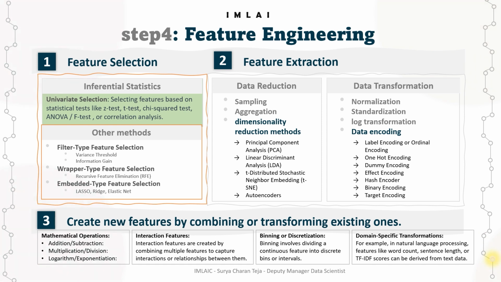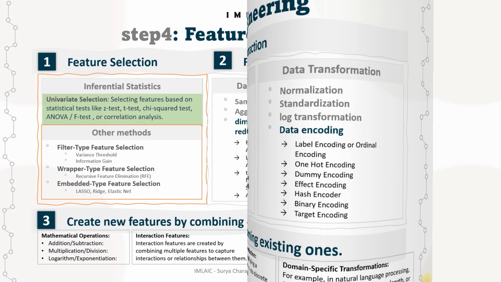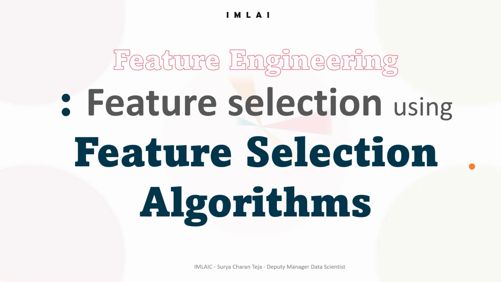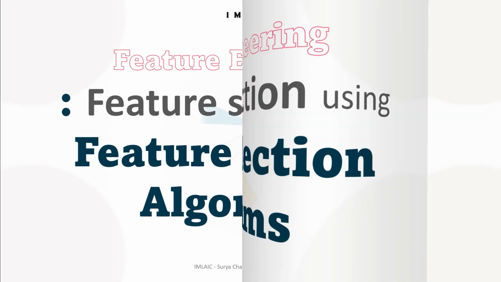Now we will be moving on to the other methods. Here, other methods means we will be doing feature selection using feature selection algorithms. There are primarily three types of feature selection algorithms: filter type feature selection, wrapper type feature selection, and embedded type feature selection. We will understand all of these algorithms, and then we will work with one example. So let's do feature engineering. In feature engineering, we will be doing the feature selection using feature selection algorithms.